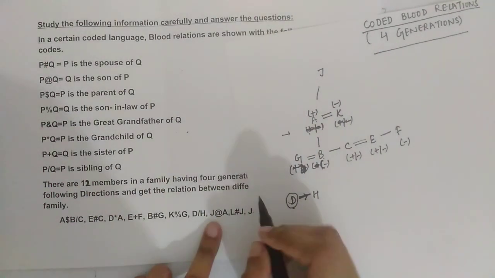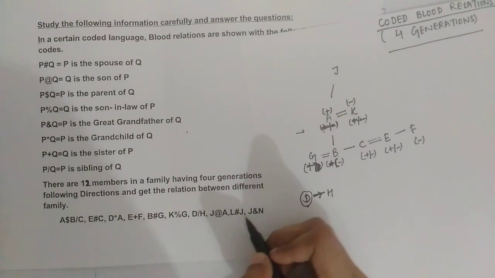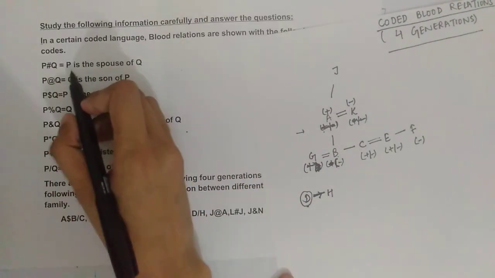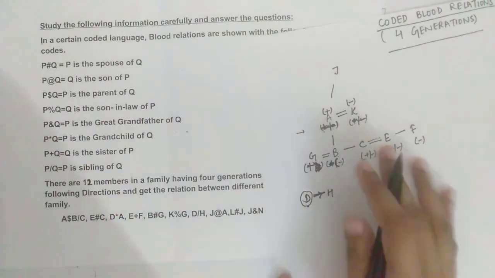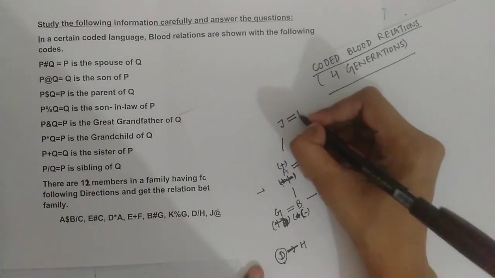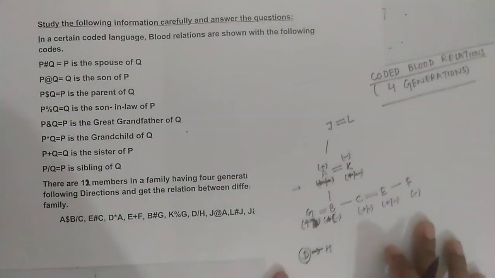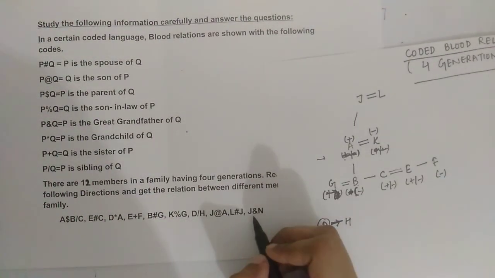See the next instruction. L hash J. L is the spouse of J. Fine. See the next instruction.